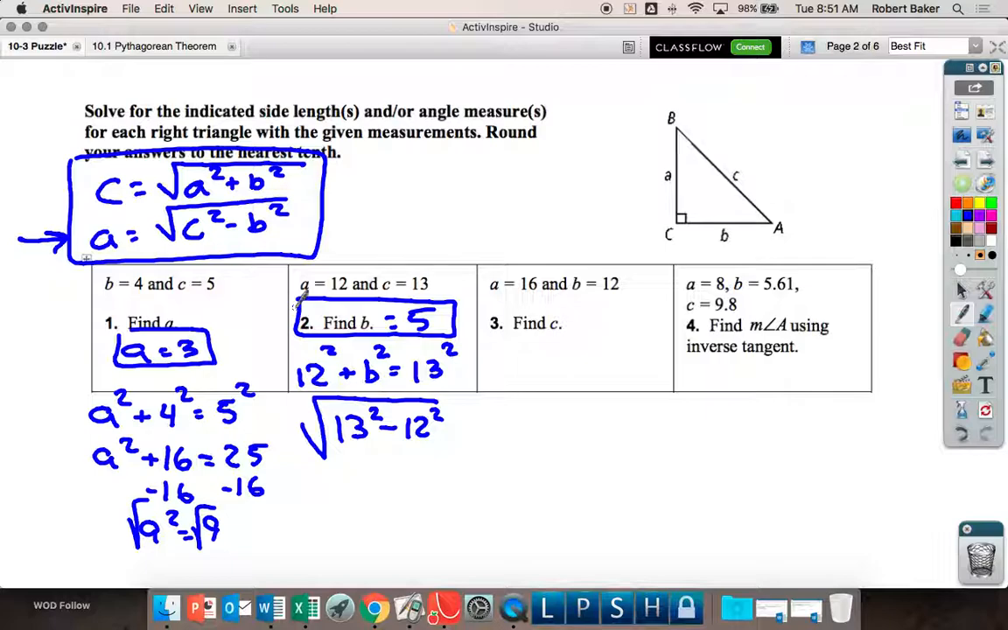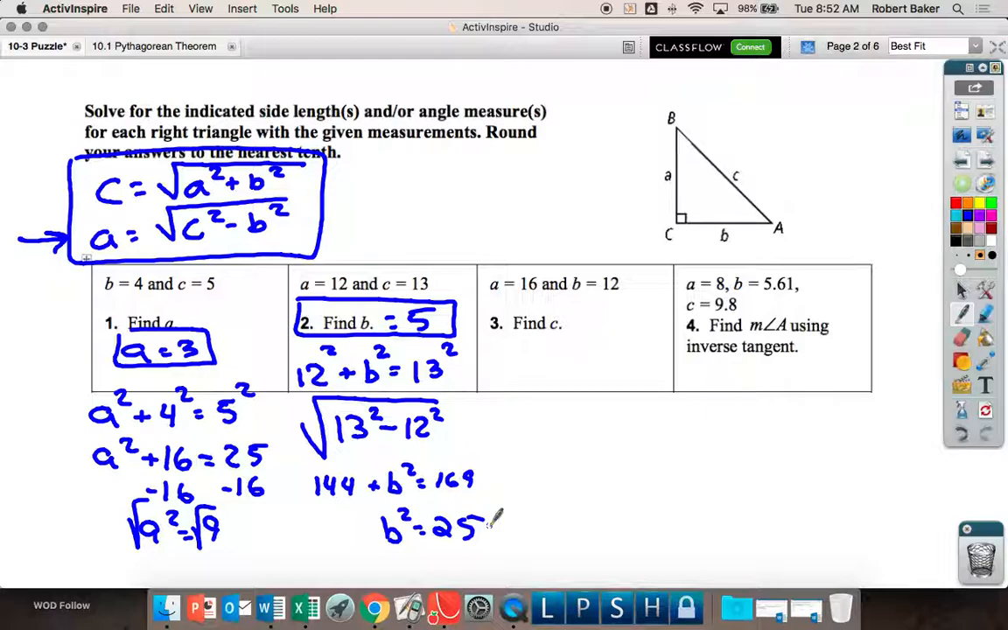If you do that the long way, you get 144 plus b squared equals 169. When you subtract 144 from both sides, b squared equals 25. Take the square root of 25, you get 5. They both do the same thing. I'm just trying to show you a faster way.